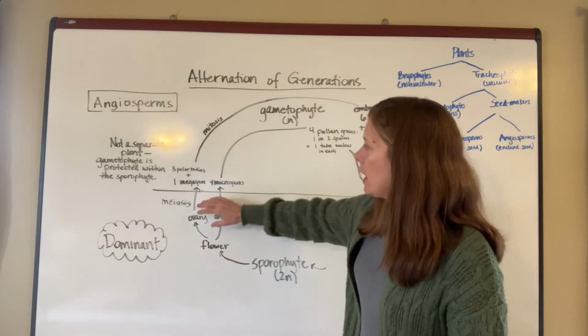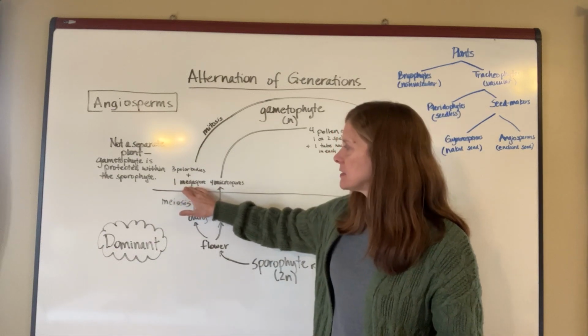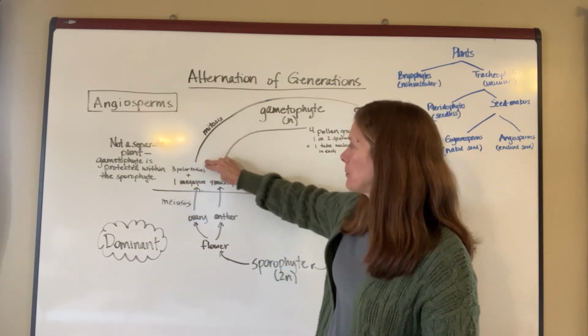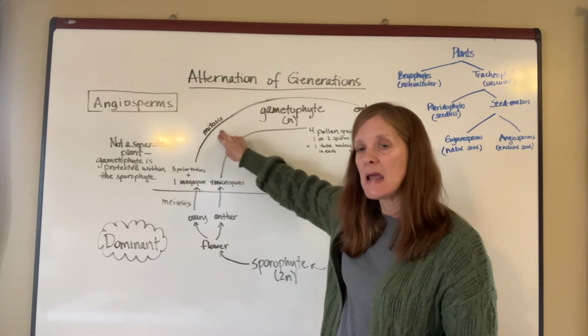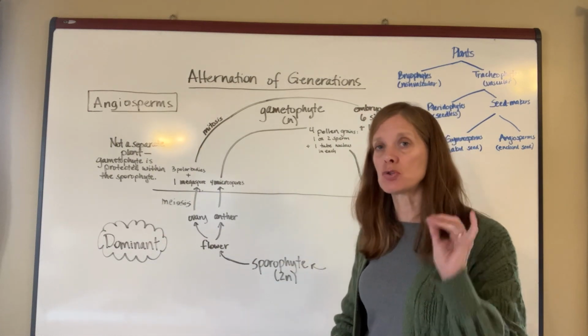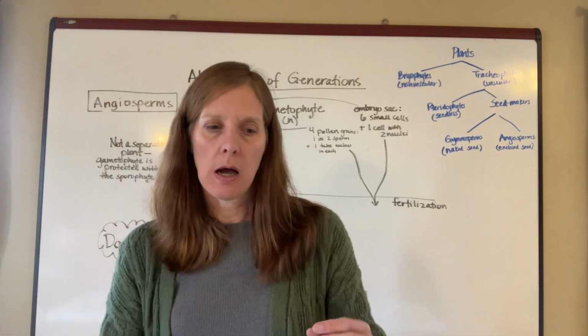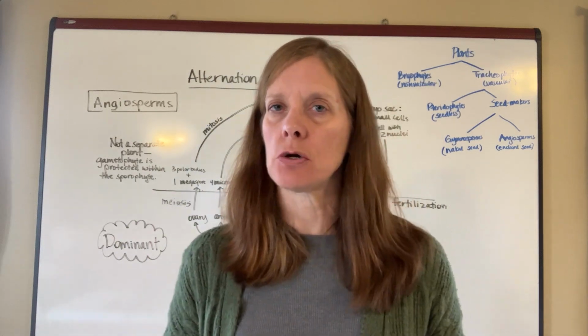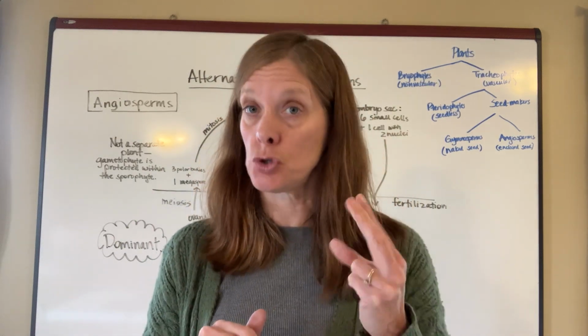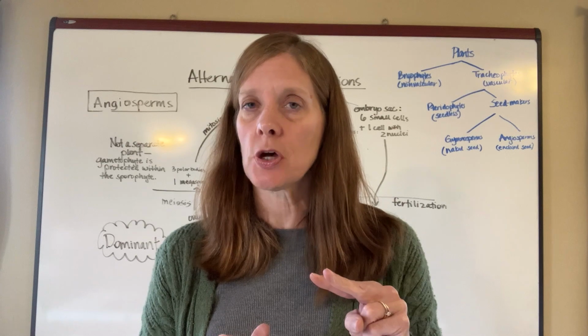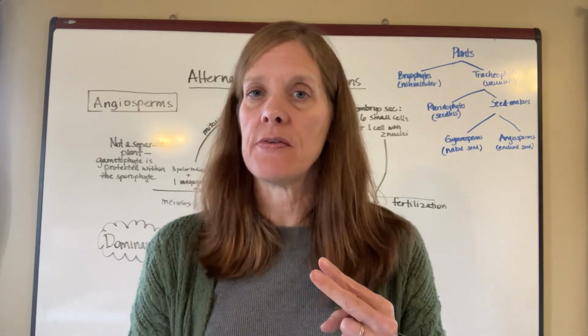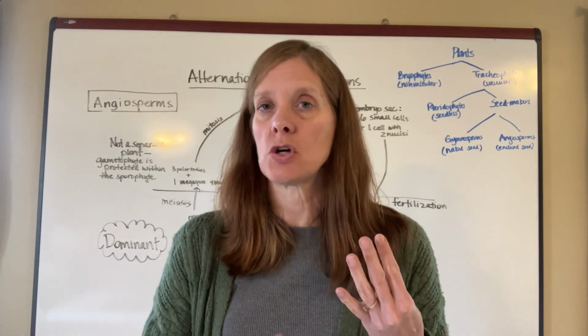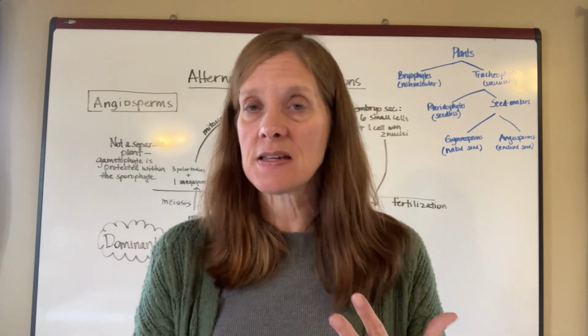Okay, so this megaspore ends up undergoing mitosis. It actually undergoes mitosis 3 times. So if you have a cell, it undergoes mitosis once. You're going to have 2 cells. Those 2 cells undergo mitosis again, and there's going to be 4 cells. It undergoes mitosis again, and you would have 8 cells.